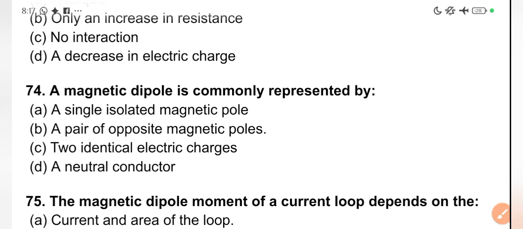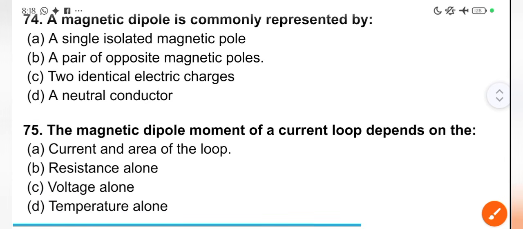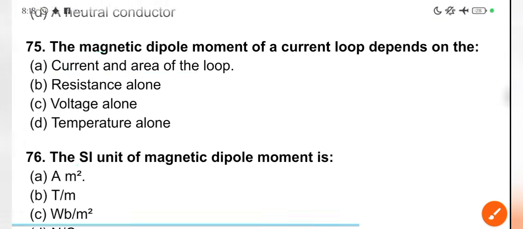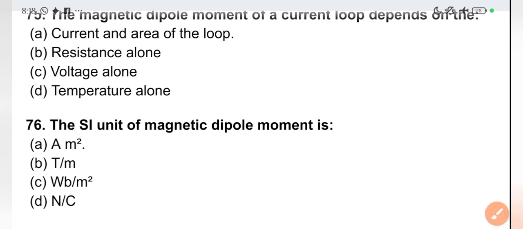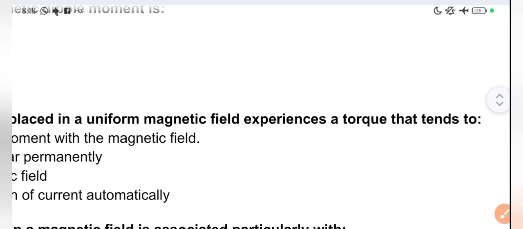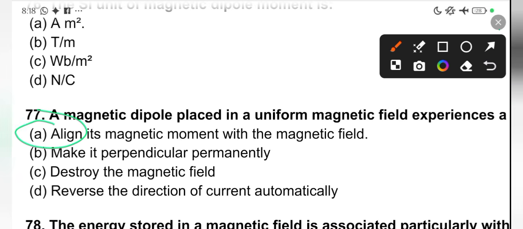A magnetic dipole is commonly represented by a pair of opposite poles. You can say electric dipole, magnetic dipole, opposite. But in electrical, the opposite charges are the same, separated by a distance. All right. The magnetic dipole moment of a current loop depends on the current and the area of the loop. The SI unit of magnetic dipole moment is option A, 77. A magnetic dipole placed in a uniform magnetic field experiences a torque that tends to align its magnetic moment with the magnetic field.